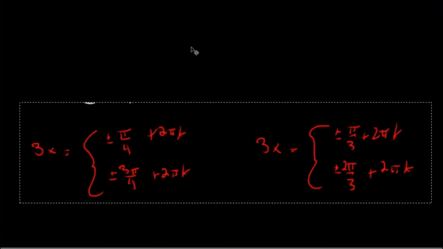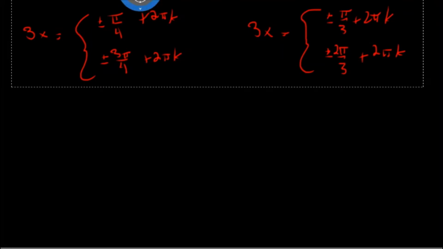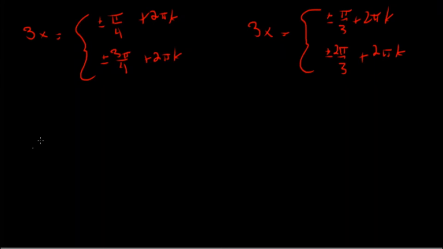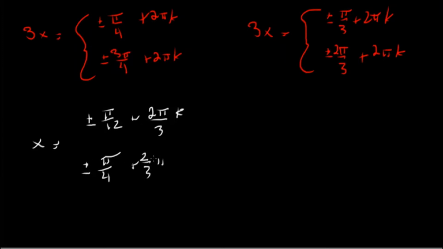All right, I believe this is going to be the last page for this problem. So we want x and we have 3x. So let's just divide everything by 3. All right, so that thing gets divided by 3: plus or minus pi over 12 plus, let's not forget to also divide the 2 pi k by 3. Right? And then we have 3 pi over 4 divided by 3, that's just pi over 4. So plus or minus pi over 4 plus 2/3 pi k. Right, that's one of our solution sets.